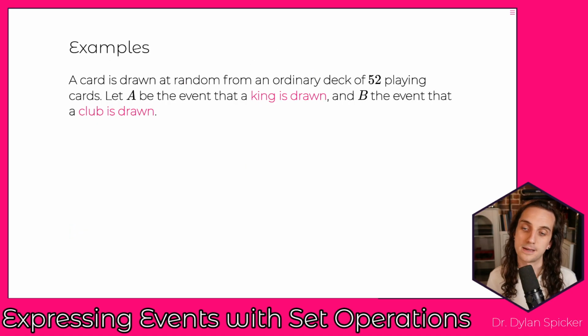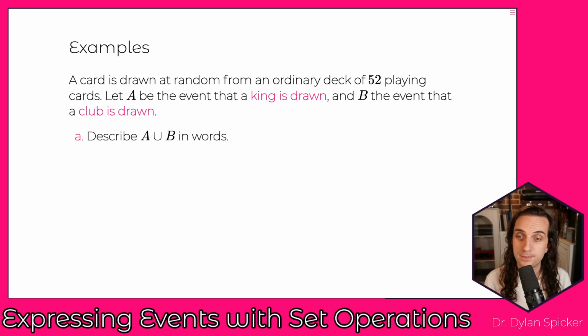And so let's look at some examples of doing this. In this setup, we're going to be drawing a card at random from an ordinary deck of 52 playing cards. A is going to be the event that we see a king, so that we're drawing out a king, and it can be any king. And B is going to be the event that we draw a card that has clubs on it. So we're drawing out one of the suits here.